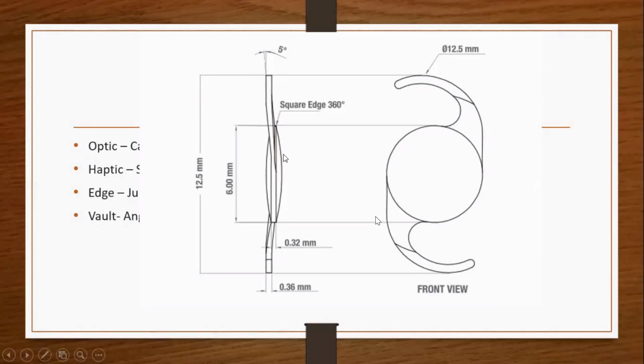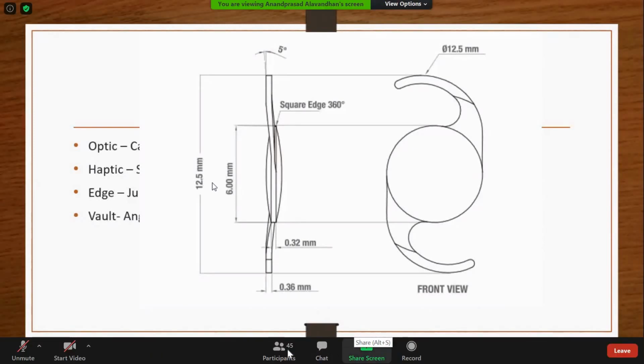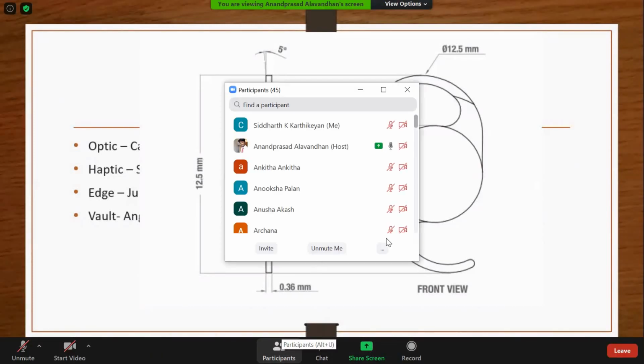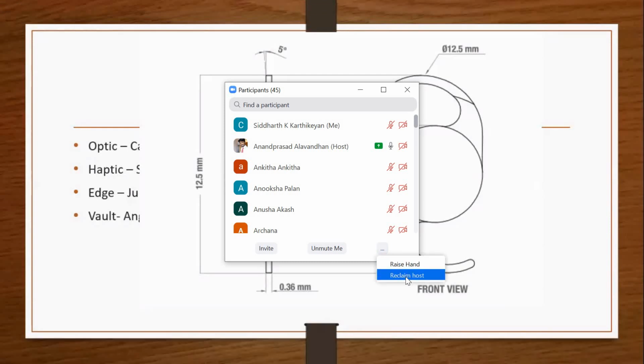Okay. So one main thing about the IOL is that all the IOLs which are coming now come with an optic diameter of 6 mm. But the entire diameter of the lens varies depending on the haptic, either a 2 haptic lens or a 4 haptic lens. So the entire diameter of the IOL varies depending on the haptic design.